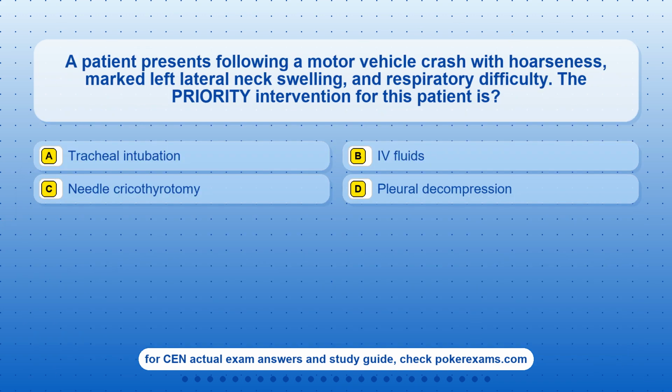Question 23. A patient presents following a motor vehicle crash with hoarseness, marked left lateral neck swelling, and respiratory difficulty. The priority intervention for this patient is? Option A, tracheal intubation. Option B, IV fluids. Option C, needle cricothyrotomy. Option D, pleural decompression.